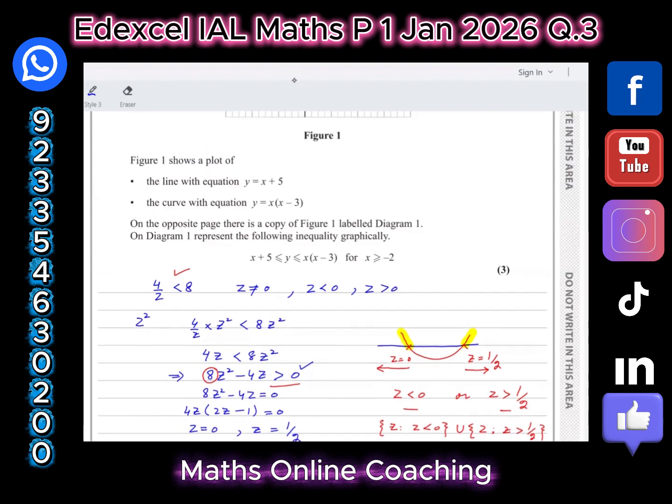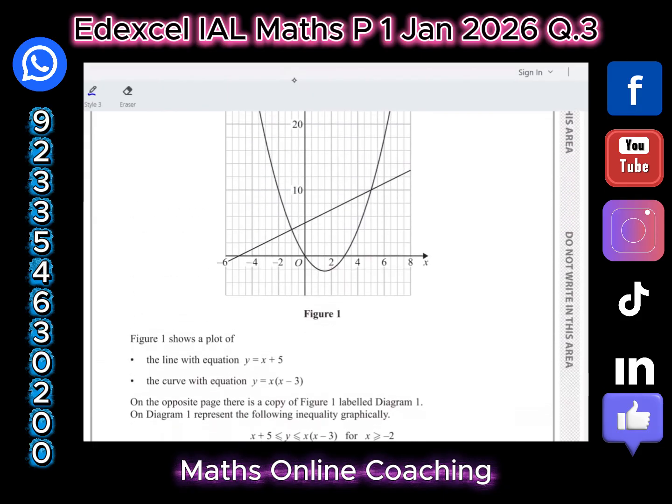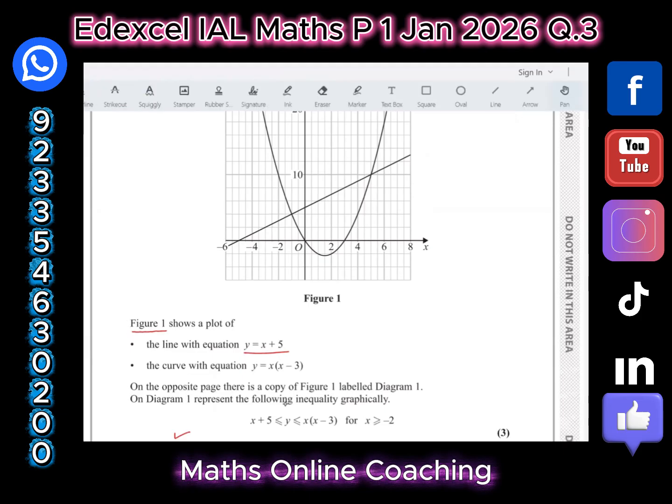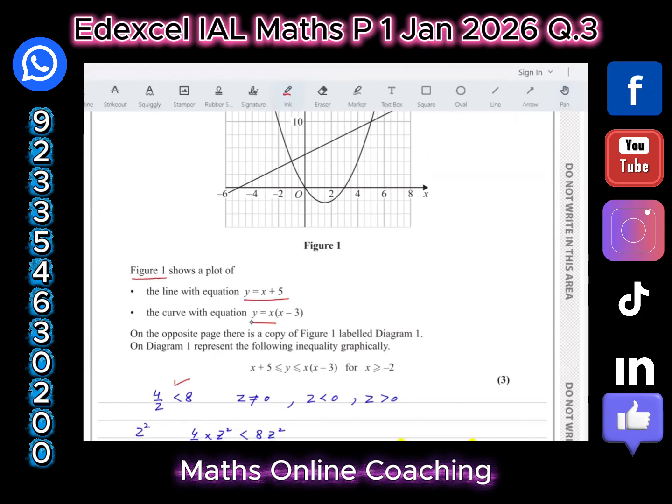Now look at part number 2. Figure 1 shows a plot of the line with equation y equal to x plus 5 and the curve with equation y equal to x into x minus 3. On the opposite page, there is a copy of figure 1 labeled diagram 1. On diagram 1, represent the following inequality graphically: y greater than or equal to x plus 5 and less than or equal to x into x minus 3, for x greater than or equal to minus 2.